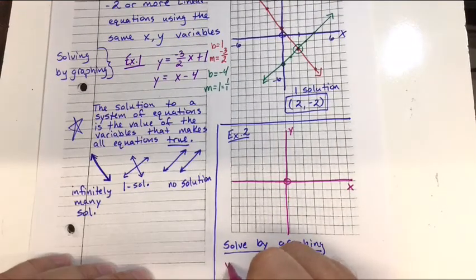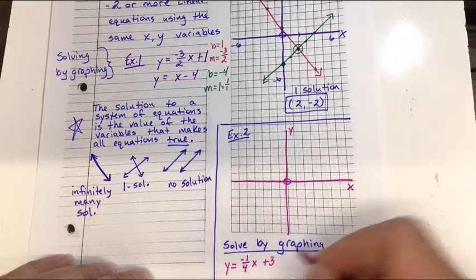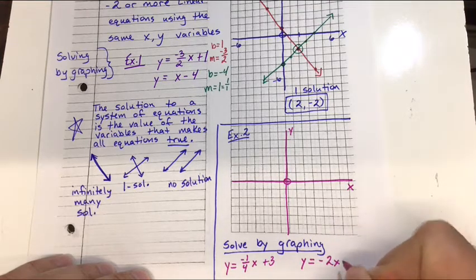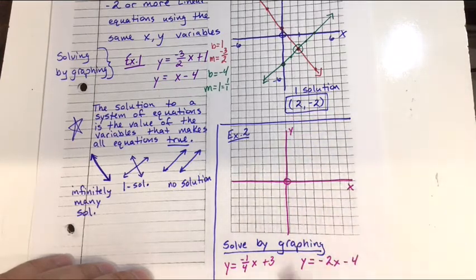There's the first equation, y equals -1/4 x plus 3. And the second equation is y equals -2x minus 4. Now these are both in the same xy axes, so they use the same x and y values. And we're going to see where these two lines cross, if they cross, and that will be their solution.